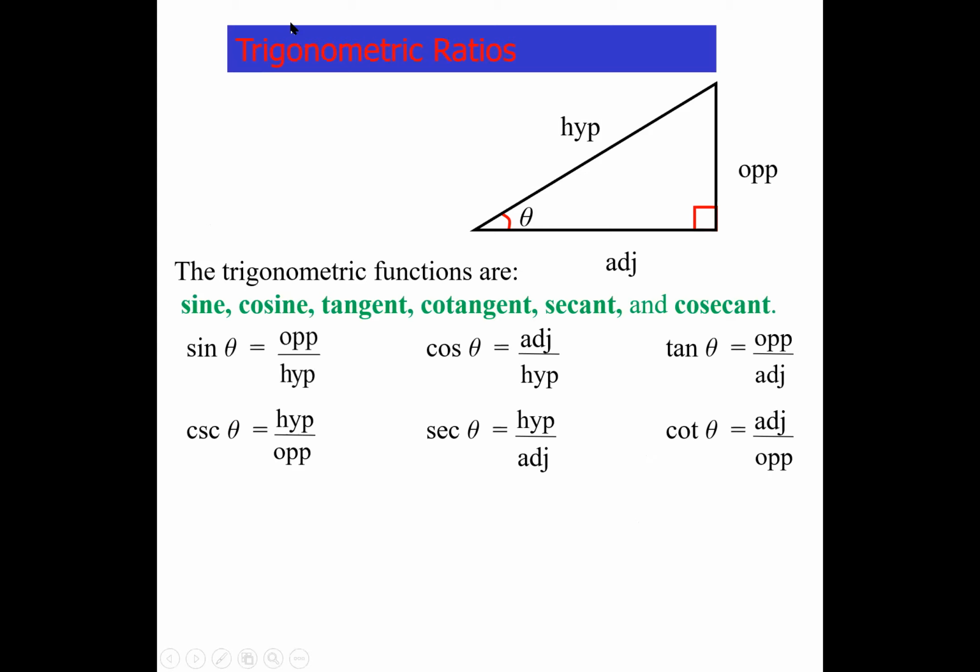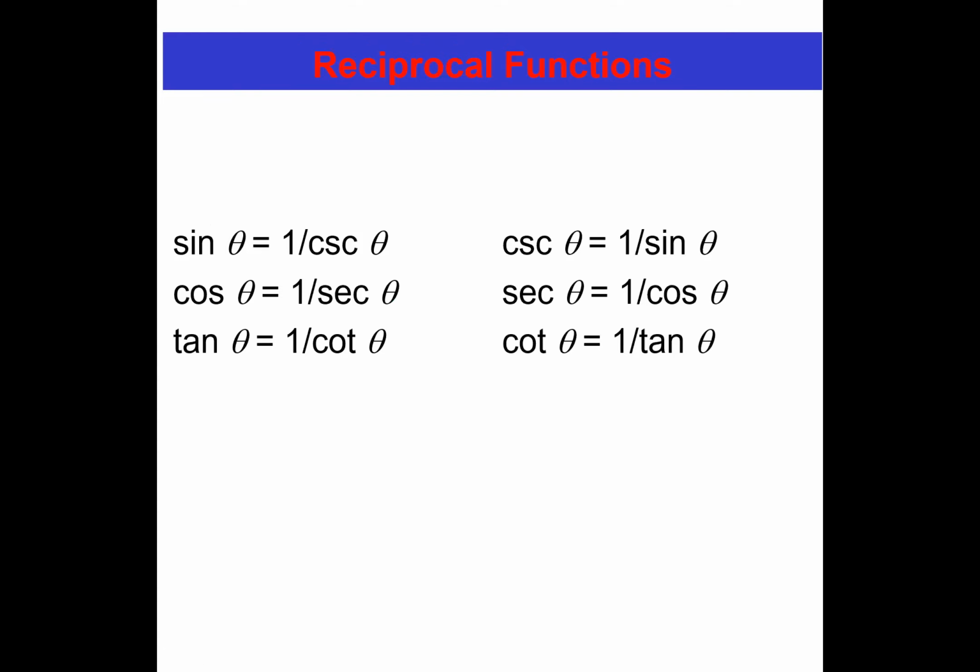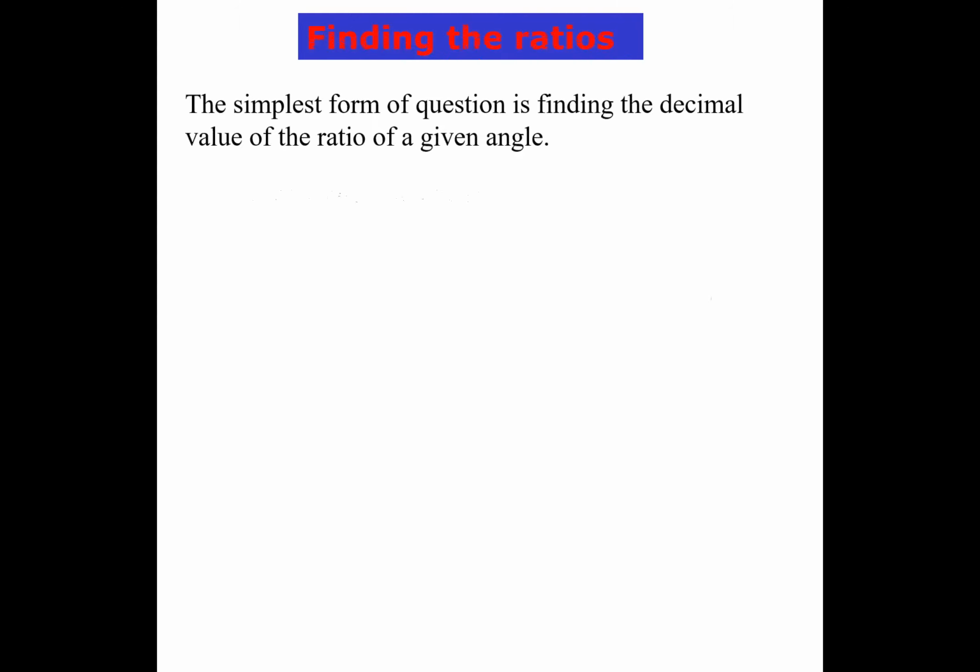Here are the ratios that I have written now. Sine and cosec, cosine and sec, tan and cotan. These are the angles and the reciprocals. So sine equals 1 over cosec, cosine equals 1 over sec, tan equals 1 over cotan, and the others are reciprocals.